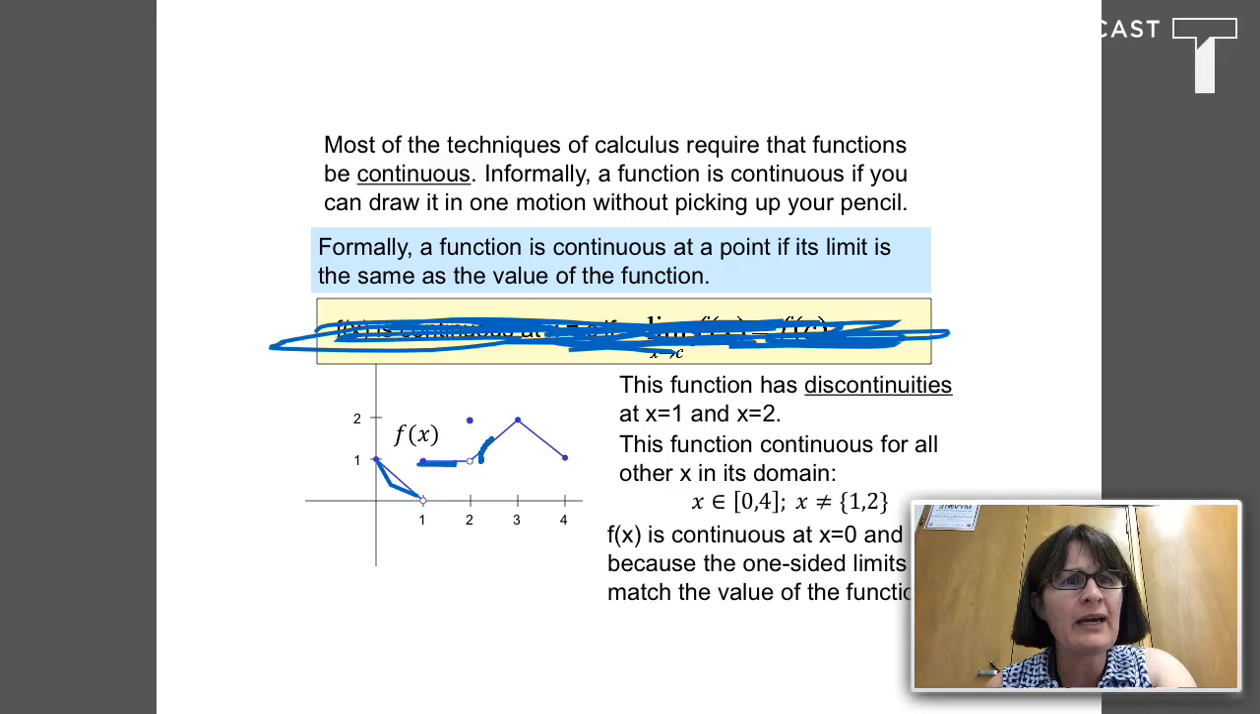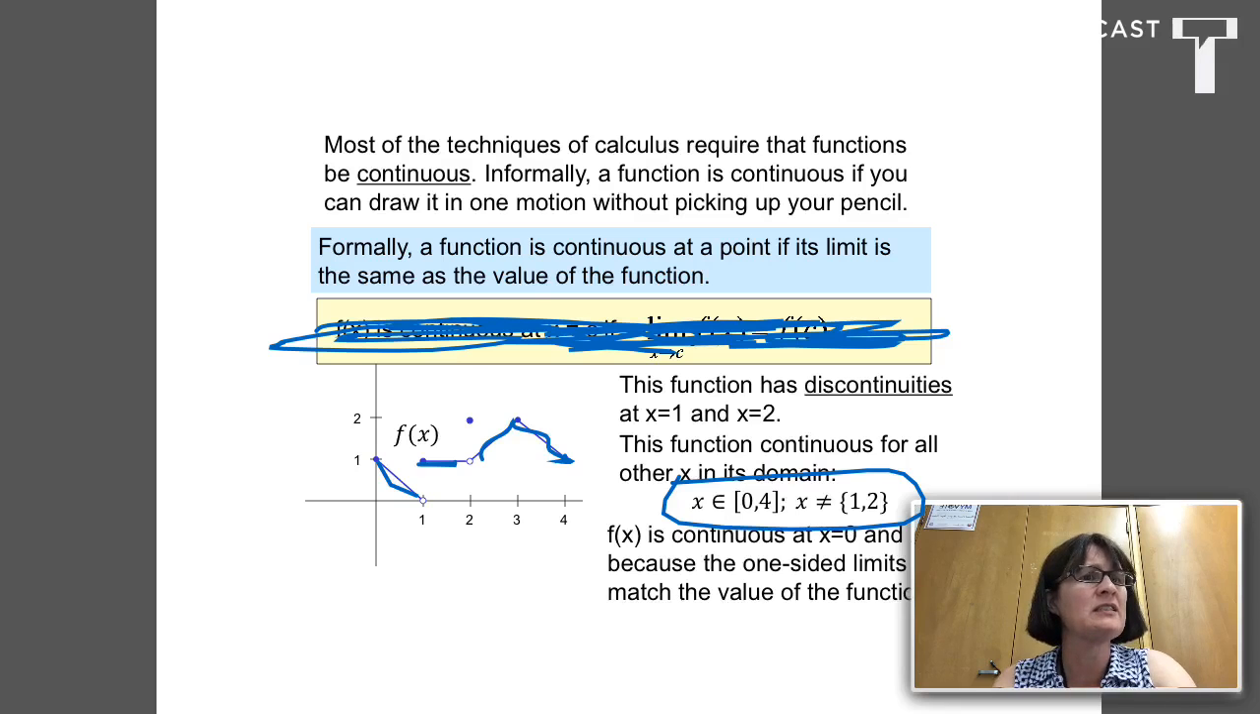I could continue on after that, and I can see that I could draw the rest of this function without picking up my pencil. So for the whole domain of this function, which is from x equals 0 to x equals 4, this function is continuous because I could draw all of it except at where x is 1 or 2. So here is an answer to your question, and we read this: I would say this function, f of x, is continuous for every x that's in the interval, this little guy means is an element of, or is in the interval of, [0, 4]. I have brackets because 0 and 4 are endpoints that are included, except for x equals 1 and x equals 2.